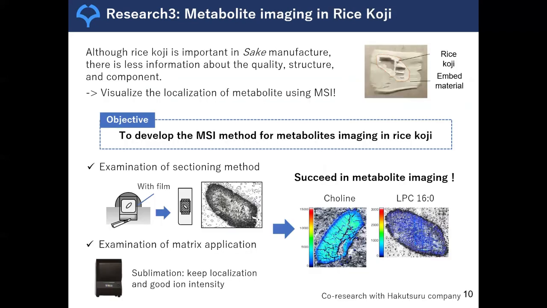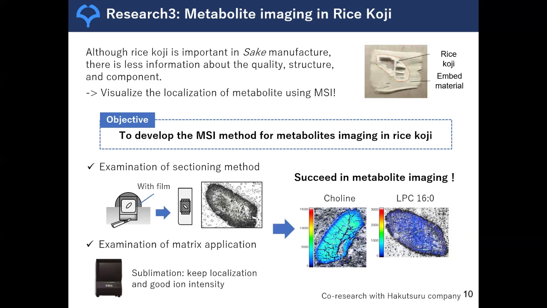The third is the metabolite imaging of rice koji. Koji is an important ingredient in the producing of sake, and it is said that the quality of koji greatly affects the quality of sake. The quality of koji is usually judged by observing the structure. However, little is understood about the metabolites that affect the surface structure. Therefore, it is important to reveal the relationship between the quality of koji and its metabolites.